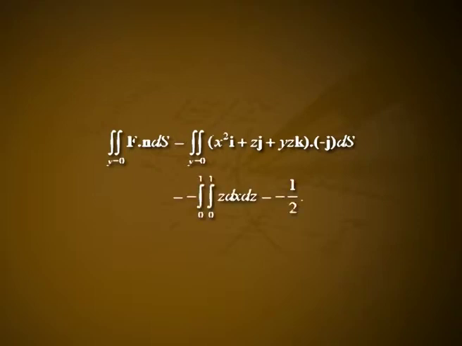3. For the face on the zx plane, y is equal to 0 and the outward direction unit normal is minus j, and hence we have double integral over y = 0 of F dot n dS is equal to double integral over y = 0 of (x² i + z j + yz k) dot (minus j) dS, which is equal to minus integral 0 to 1 integral 0 to 1 z dx dz, which is equal to minus 1/2.